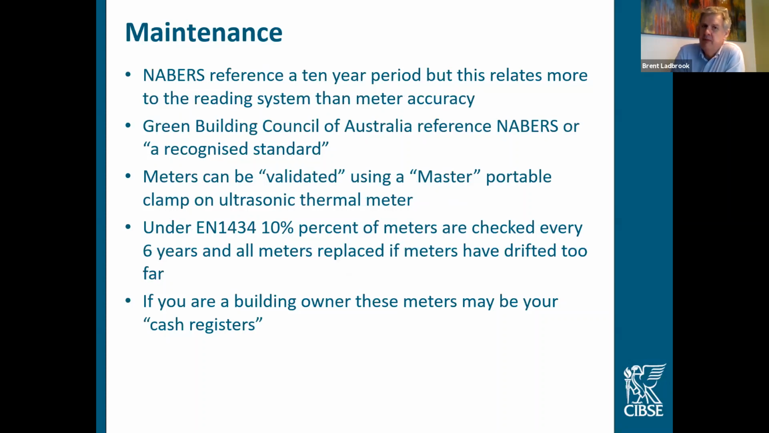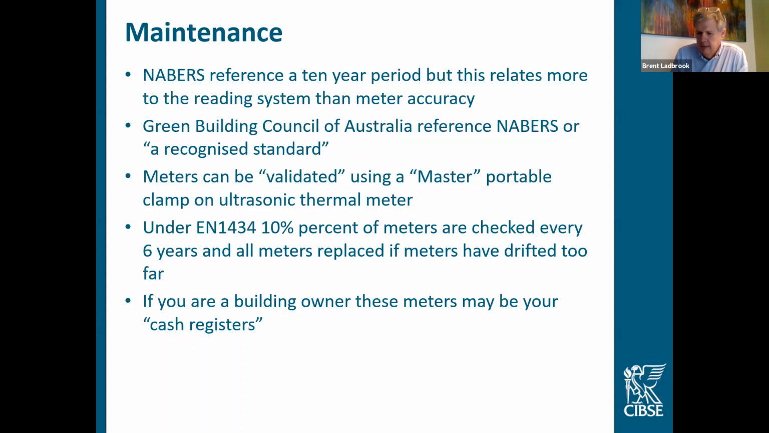Maintenance, once again, NABERS refer to a 10-year period, but this has nothing to do with the accuracy or the workings of the meter. It's purely to do with, I have 400 buckets on my meter out in the field and I read 400 buckets on my BMS, and that is all that they ask you to test and check. And you should have a plan to do that once every 10 years. And I think you also have to do it within the first 3 years of installation. Just could be corrected on that. That is all NABERS ask.